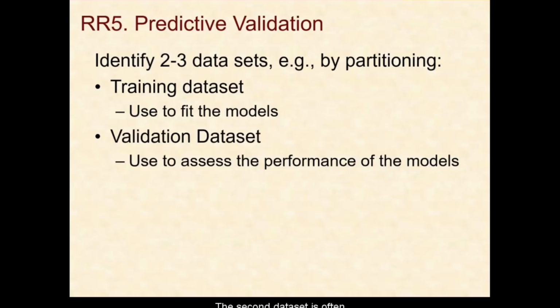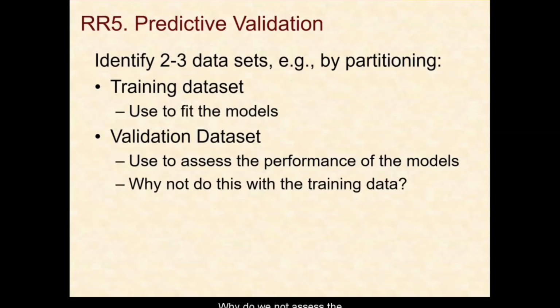The second data set is often called the validation data set. In this procedure, the validation data set is used to assess the performance of the model. We test the fitted models created with the training data set and see which of the models does best for the validation data set. We then use the performance on the validation data set to select our best model, based on whatever performance measure we deem appropriate.